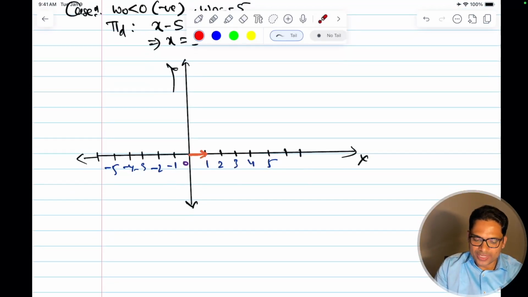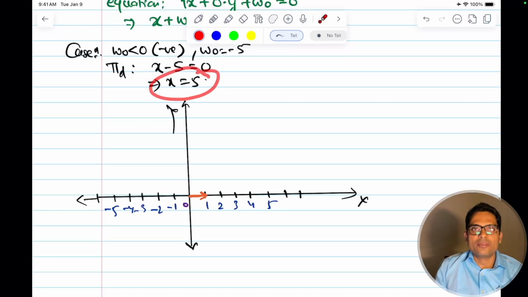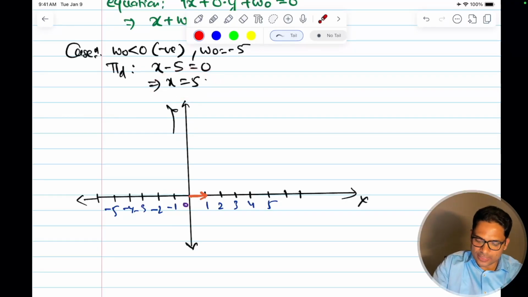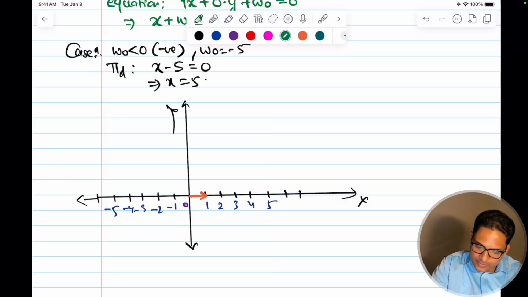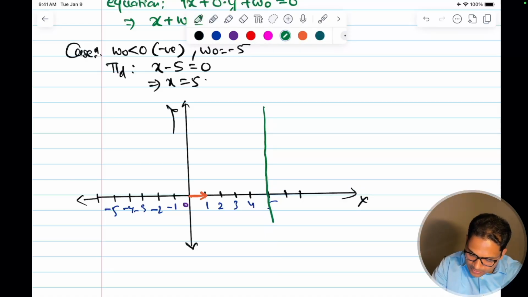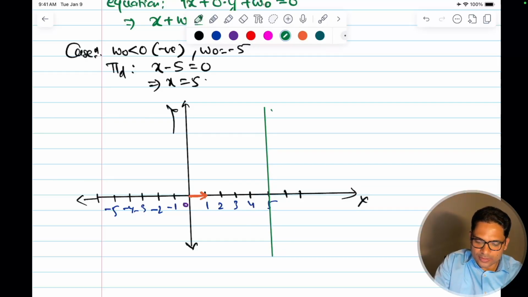Okay, so now what will be the equation of line? x is equal to 5. What is the equation of line? x equal to 5. x equal to 5 is always x is 5 here. So this is the equation of the line, x equal to 5. Whatever, this is the line. This is your x equal to 5.